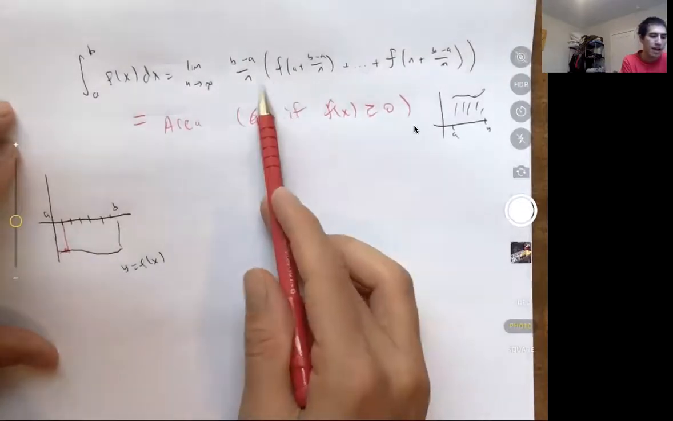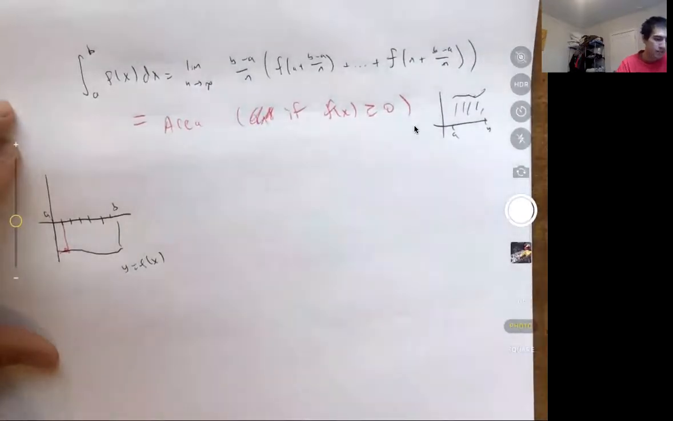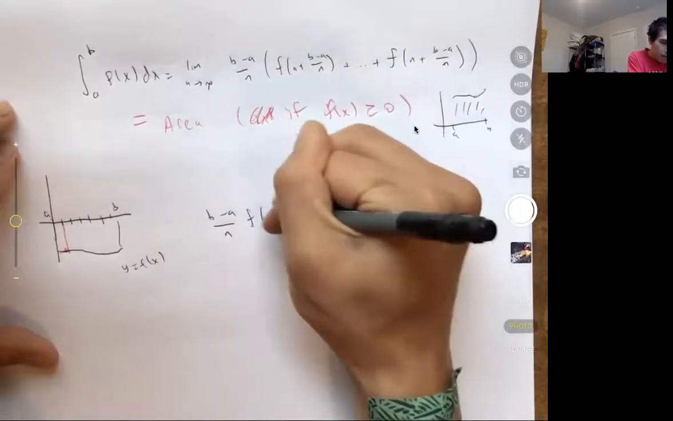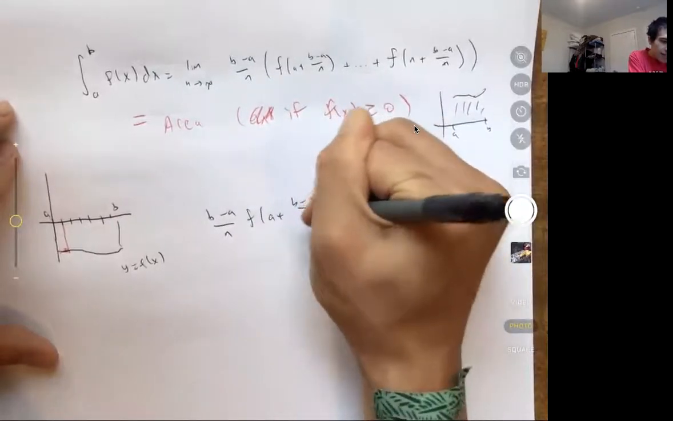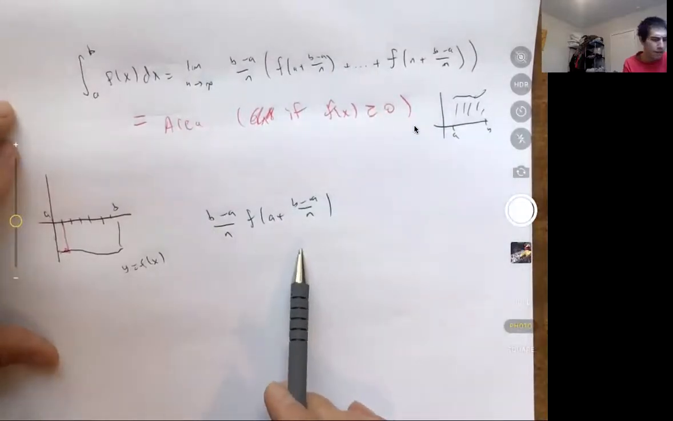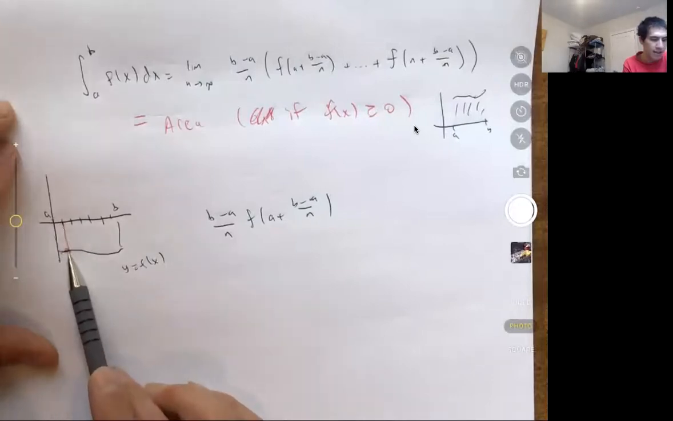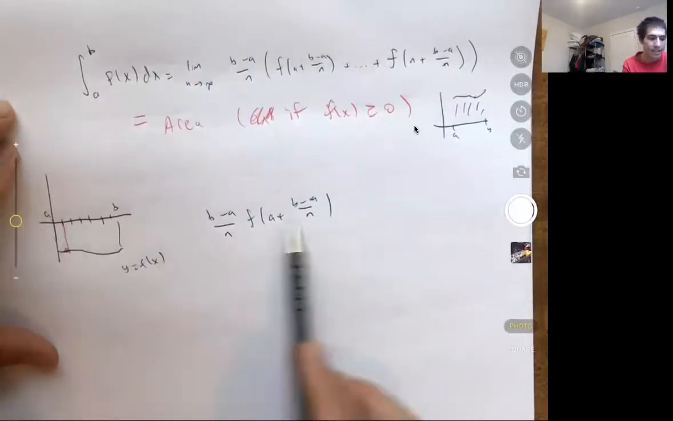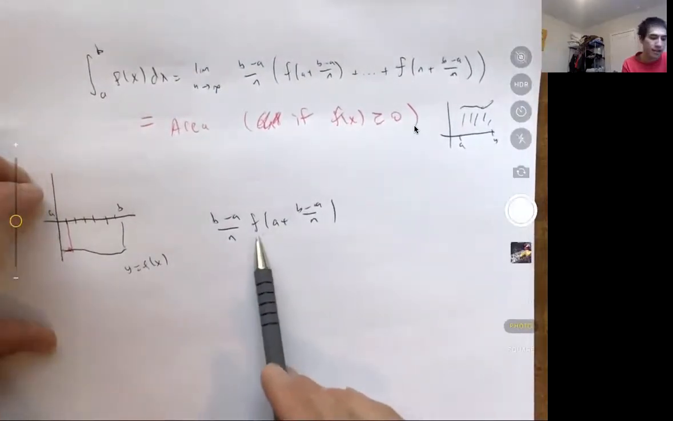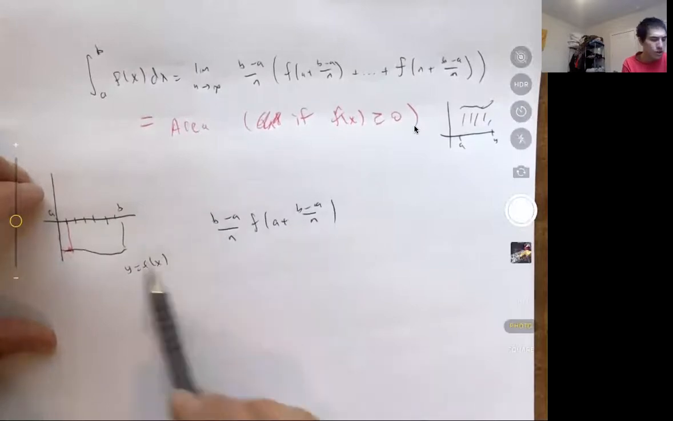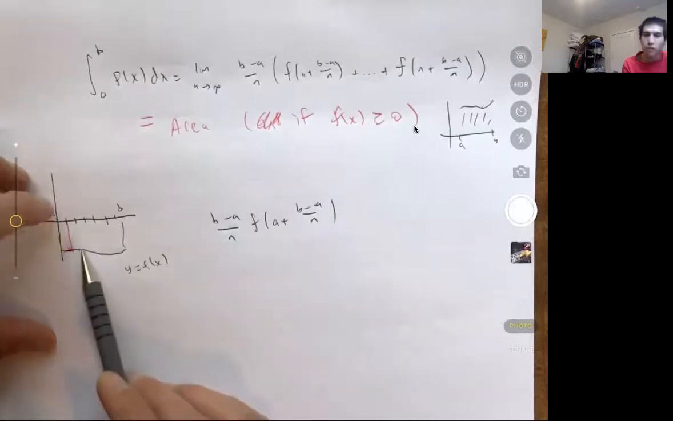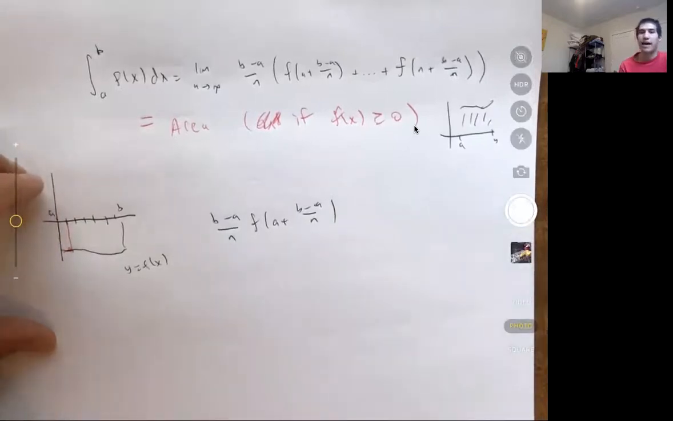But on the other hand, if I calculate b minus a over n times f evaluated there, this is definitely going to be a negative number, right? This is a positive base times a negative number. And in fact, the height of this rectangle is the absolute value of f, so it's actually negative f evaluated at this point. So what the integral is calculating is a negative number. The actual area is the absolute value of that, or negative that.